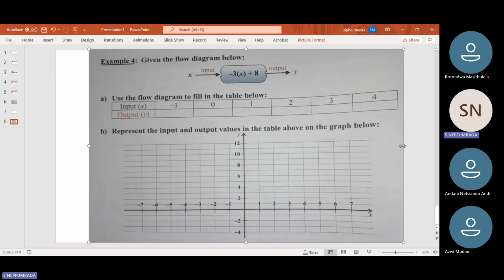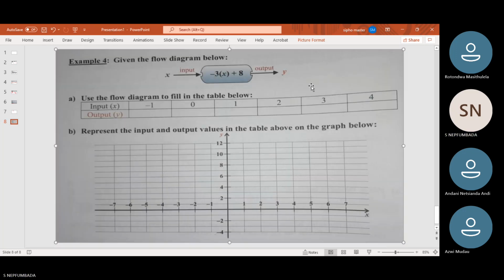Here is a question. Is it visible? Okay, can you try to fill the table of the first one? Yeah, please do so.